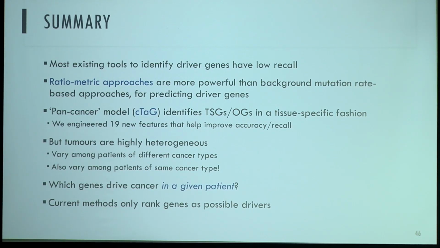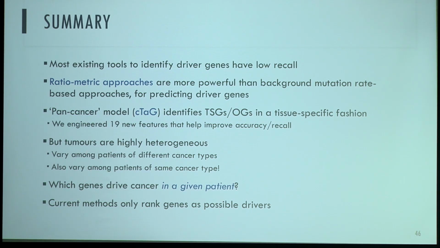So to summarize, I did show you a bunch of tools for predicting driver genes and passenger genes from genomic data. But many of these tools have very low recall. And I hope I've convinced you that these ratiometric approaches as against background mutation rate approaches are much more powerful for predicting driver genes. We had a pan-cancer model called CTAG, which identifies this in a tissue-specific fashion based on 19 new features that we had engineered.